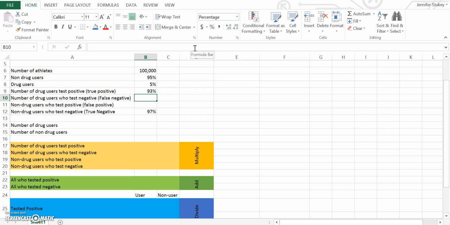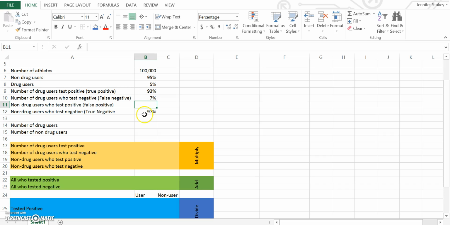So there's only two outcomes that can potentially happen. The first is that a person who's a drug user tests positive, and there's a 93% chance of that. All the rest of them, if they are drug users, have to test negative. There's only two options. If they're a drug user, they either have to test positive or negative. So we know that the percentage here is the inverse of this 93%. So we can calculate it pretty easily by going 1 minus 93%.